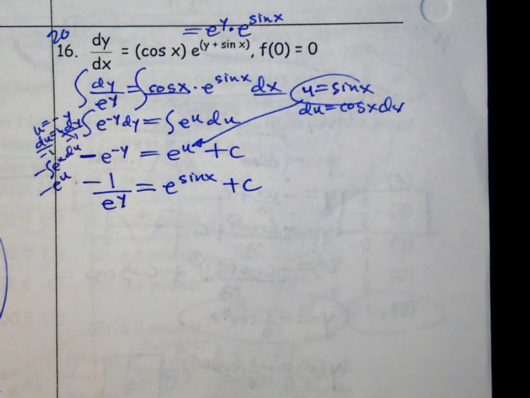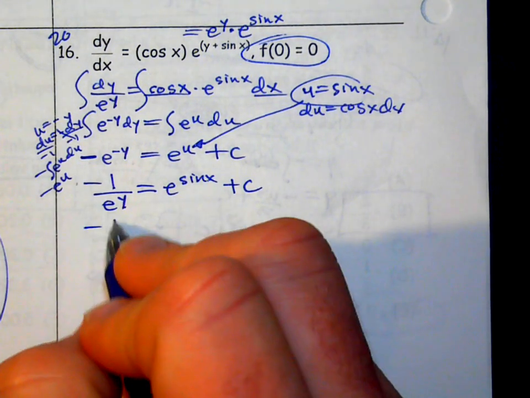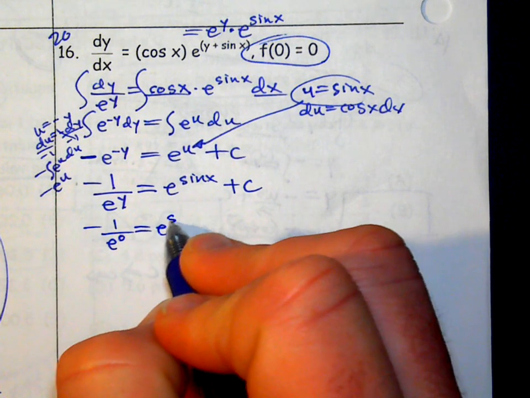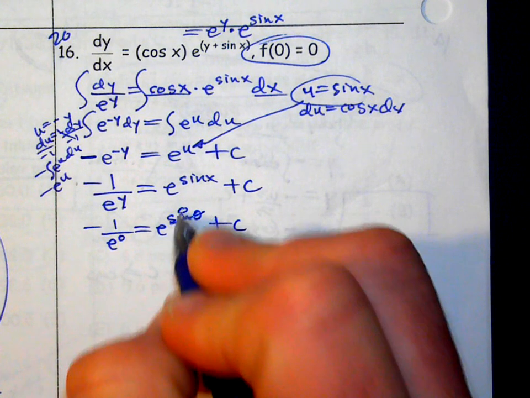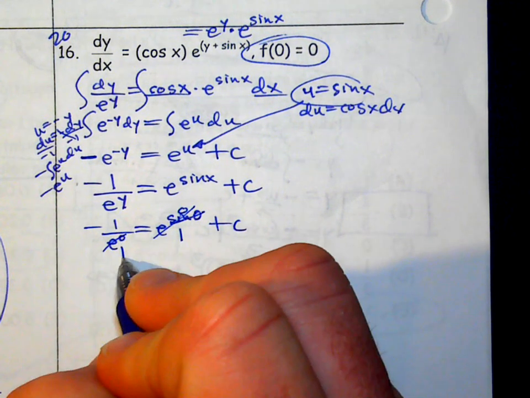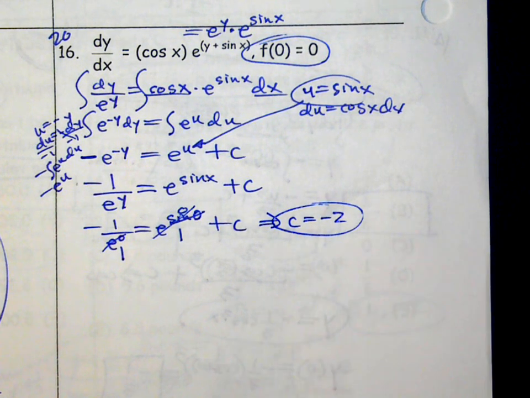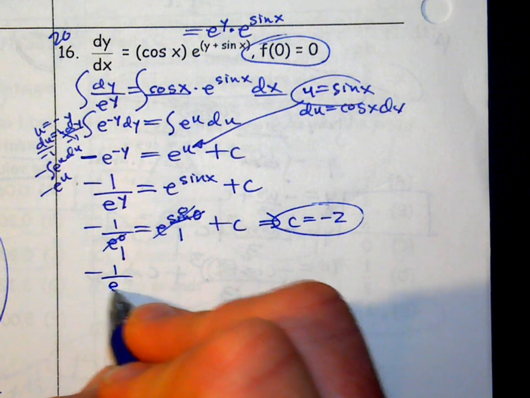Well, that's kind of messy. Let's find our c value right now. Negative 1 over e to the 0 equals e to the sine 0 plus c. Now, sine 0 is 0, but e to the 0 is 1. This is 1. C equals negative 2. So, rewrite our answer with our new c value.